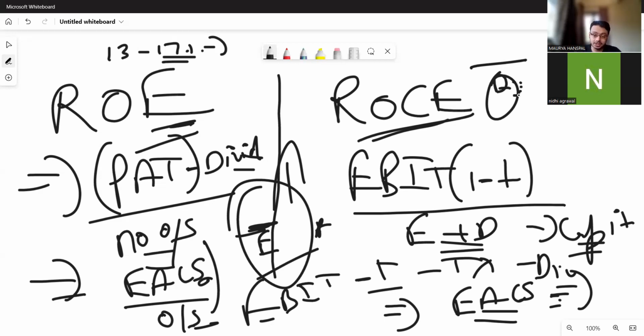Okay. But now the question arises: why in the formula for ROCE have I taken EBIT into (1 minus tax) and not the PAT or EACS? One thing you need to understand is that whenever we are talking about the return on capital employed, we're talking about the return that the company is giving to all the capital providers of the company, be it the equity holders or the debt holders. In case of return on equity, they're just bothered about the equity holders and not the debt holders.